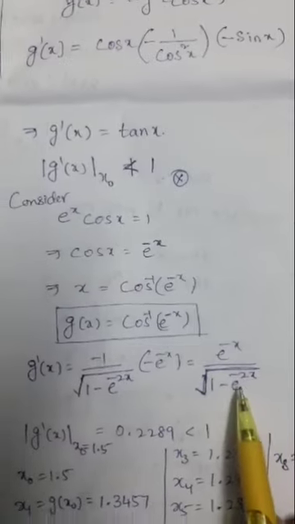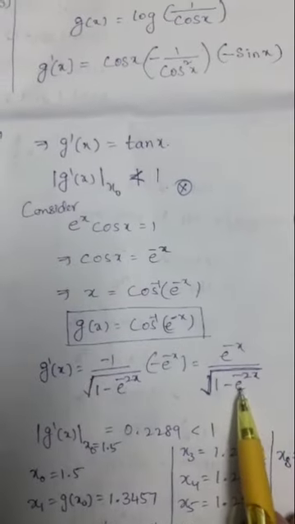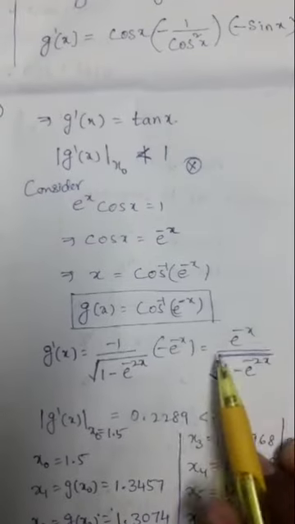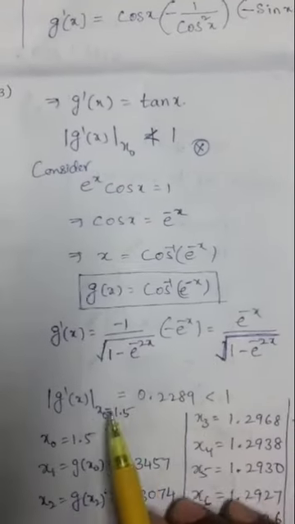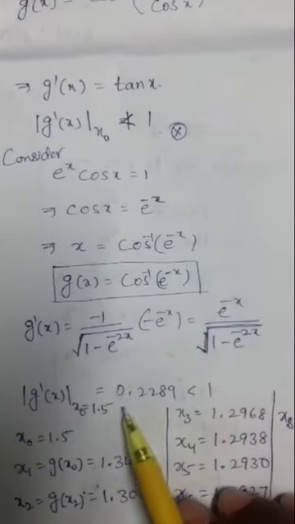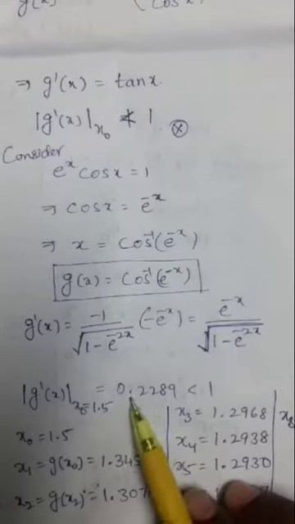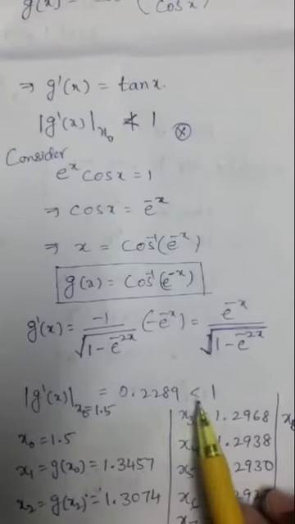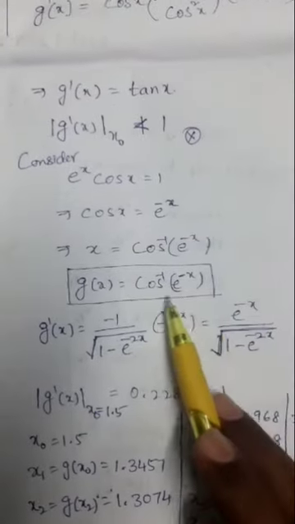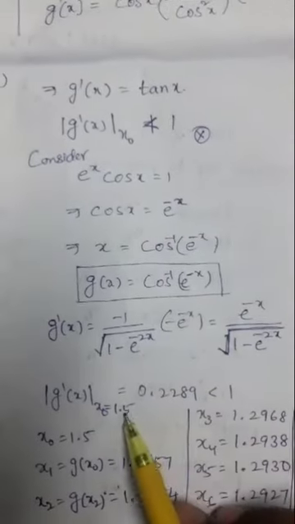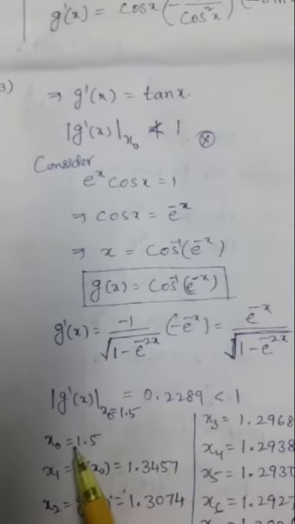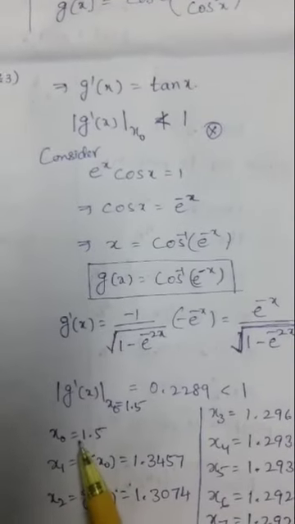Now I will verify whether the modulus of g'(x) is less than 1 or not, in between 1 and 2. So enter this function in the calculator and give the value of x as 1.5. It gives 0.2289. Since it is less than 1, I will continue with my g(x) as cos inverse of e^(-x) with the initial approximation 1.5. So what is the iteration formula? x(n+1) is equal to g(x(n)).